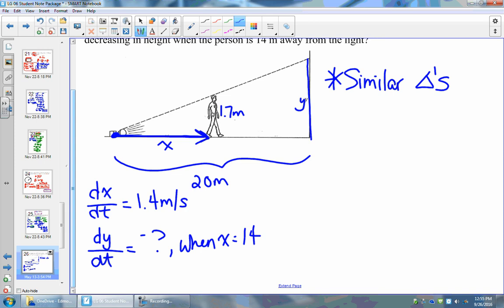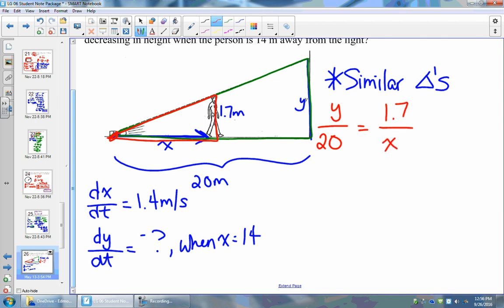But think, I've got one big triangle right here, and then we've got one little triangle right here, and they share that origin, which means that we can use the similar triangle. So if I do that, basically rise over run, y over 20 would be the big triangle, and then 1.7 over x would be the little triangle.